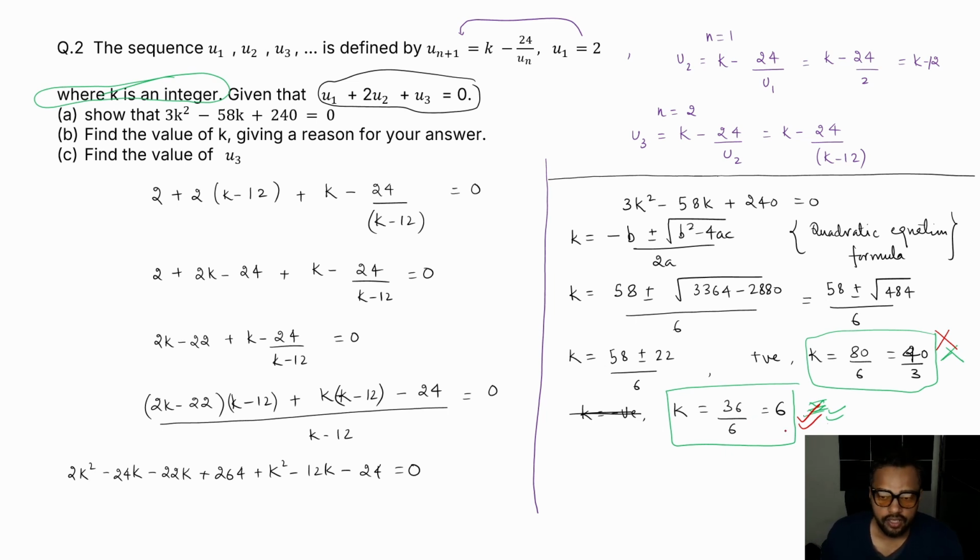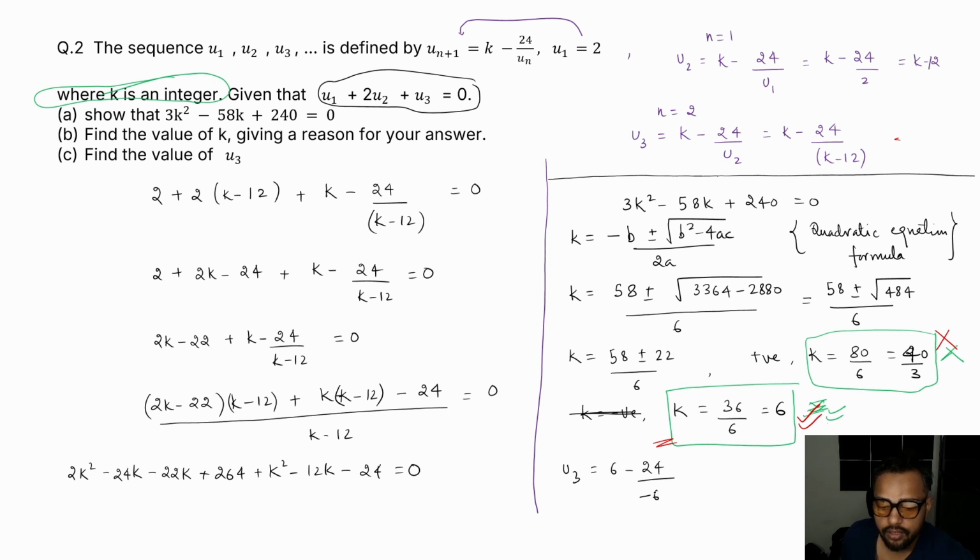Now if k is equals to 6, they have asked us to find the value of u3. So we'll be plugging this value of k equals to 6 in u3 here. So directly we'll be writing u3 equals to 6 negative of 24 upon 6 negative of 12 will be negative of 6. So here we'll be writing negative of 6.